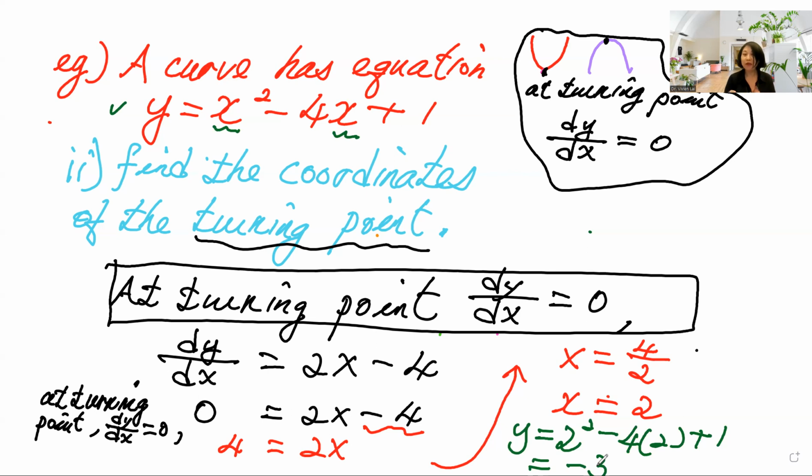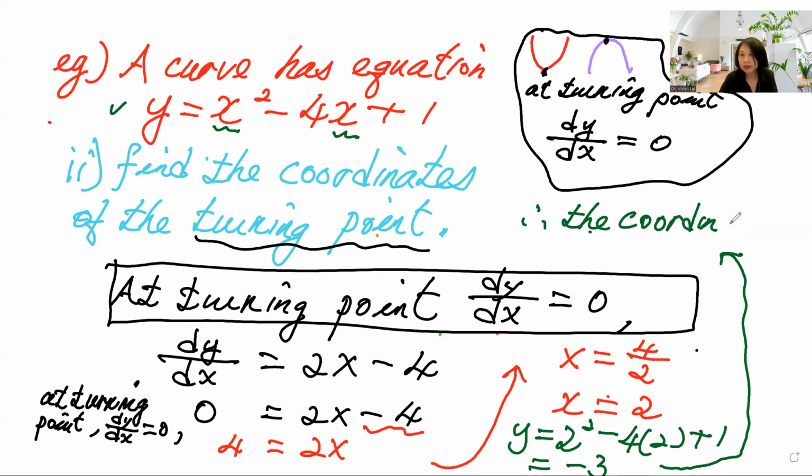Now I have no space again. Can I steal some space up right here? Yes, I can. So, therefore, the coordinates of the turning point.